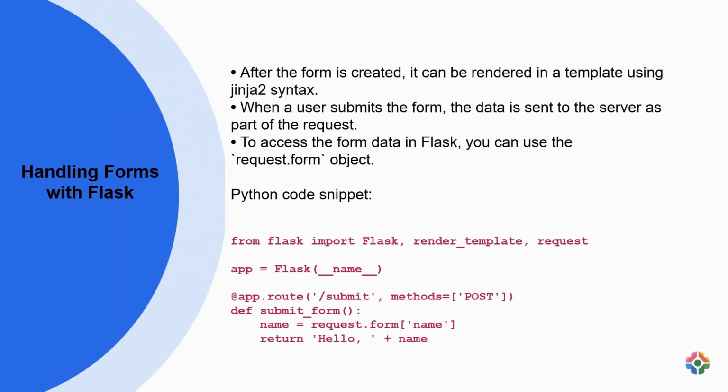Upon creating a form and rendering it using Jinja 2 syntax in a template, the user-triggered form submission sends data to the server via a request. In Flask, this form data can be accessed through the request.form object. For instance, in the provided code snippet, when a user submits the form, the data entered in the name field is accessed using request.form['name'], allowing the server to retrieve and process the submitted name.